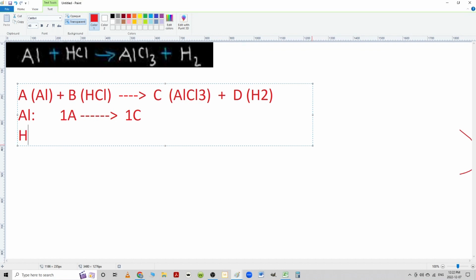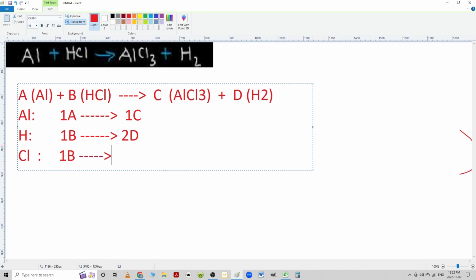Then if I look at the next element, hydrogen, on the left side I can see I have 1B because there's 1 hydrogen. And on the right side I can see DH2, so 2 times D, I can see 2D, so 1B is going to be equal to 2D. And then as I move on to my chlorine, I can see on the left side I just have 1 chlorine that goes with the B. And on the right side I have 3 chlorines, and it's with C, so I go 3C.